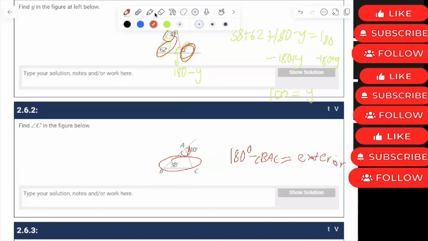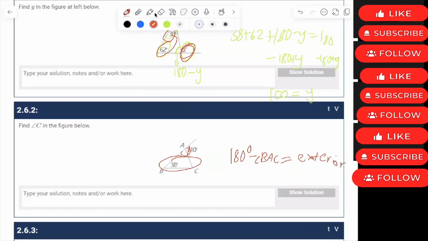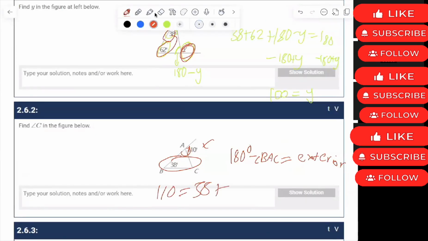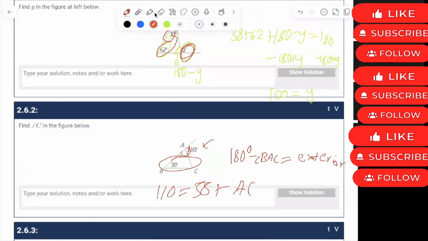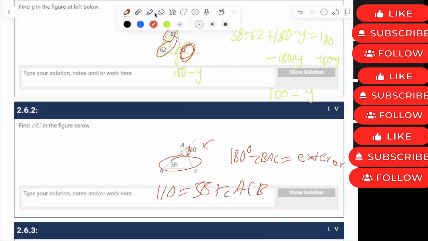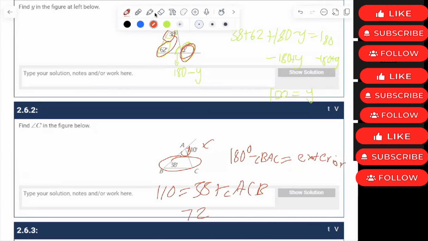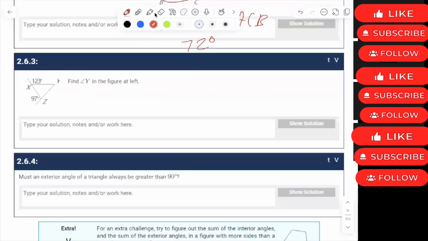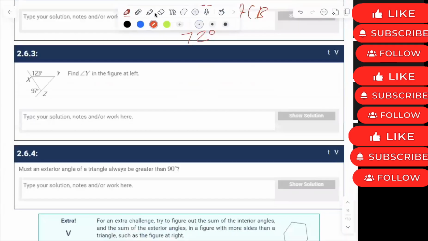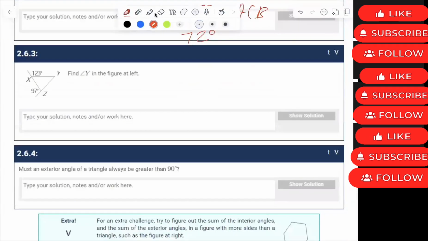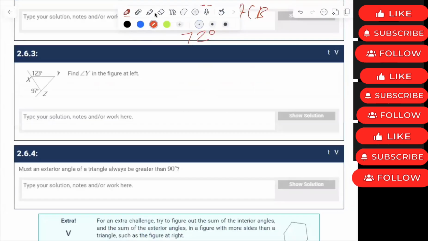And so on. So over here, we get 110 is equal to 38 plus ACB in this case. And subtracting, this gives you 72 degrees. Right? Now let's apply this to 2.6.3. You guys will try this question and tell me after in chat.